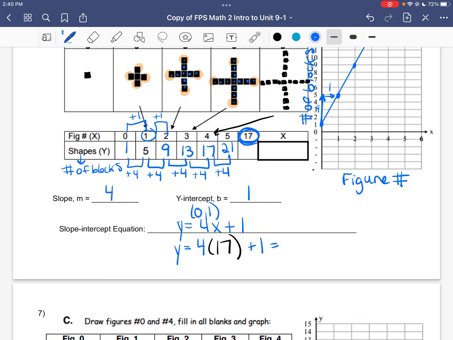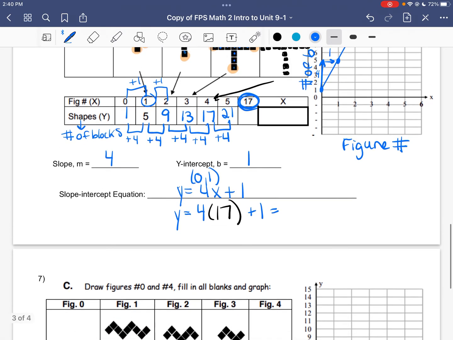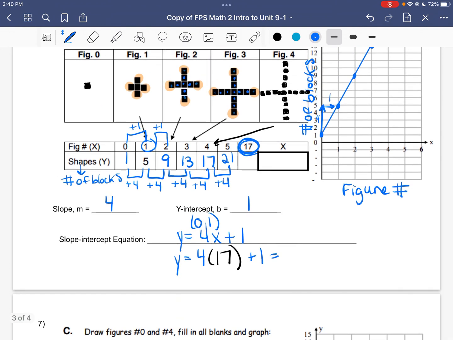So let's get out our calculator. So we have 4 times 17. And 4 times 17 is 68. And 68 plus 1 is 69. So at figure 17, we have 69 blocks.